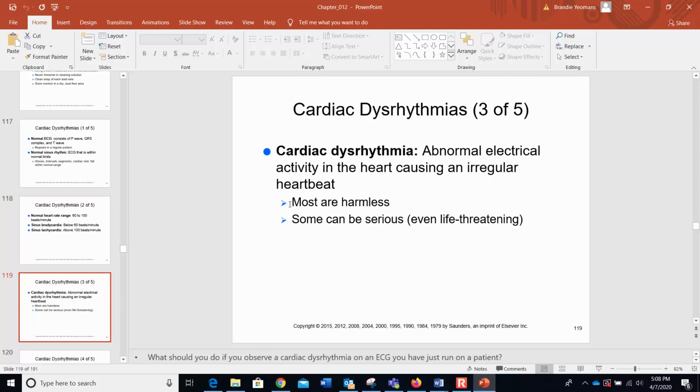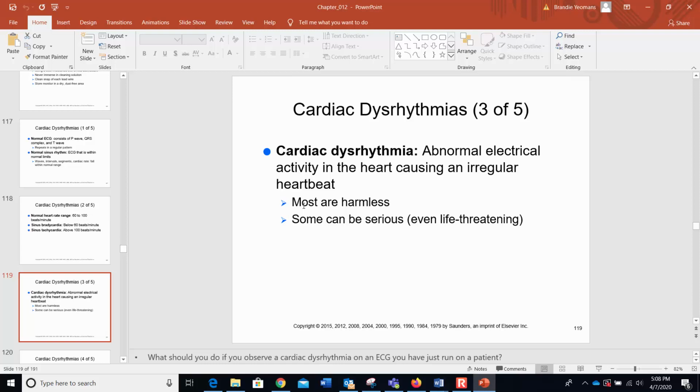So what about these cardiac dysrhythmias? Let's talk about them, because those are the bad ones. Those are the ones that look abnormal. Those are the ones that are going to catch your eye and you're going to be like, uh-oh, this is not right, this is not good, we've got to do something to fix this. This is an abnormal electrical activity in the heart causing an irregular heartbeat. Most of them are harmless. Some of them can be serious, like they're actually life-threatening.